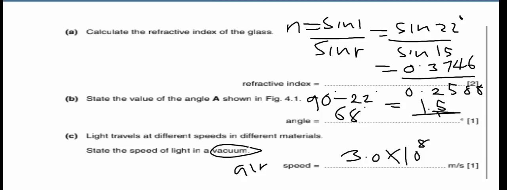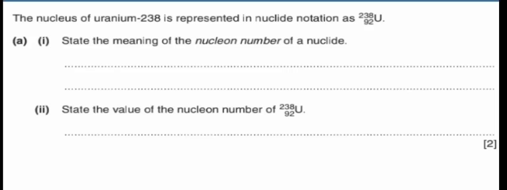Now let's just try to see the last question, which is coming from the activity, and it is saying, the nucleus of uranium-238 is represented in nuclide notation as uranium-238 having the symbol of U and the proton number of 92. Question A, Roman number 1, it is saying, state the meaning of the nucleon number of a nuclide.